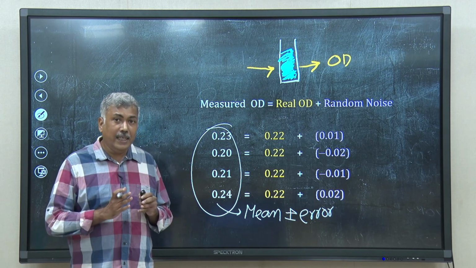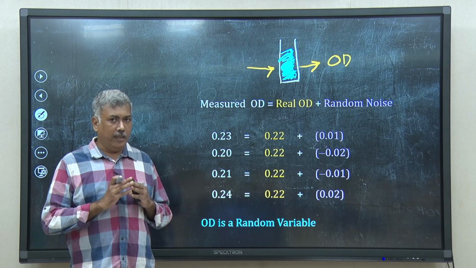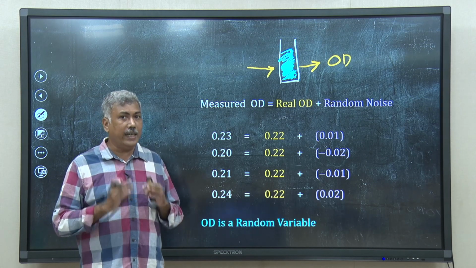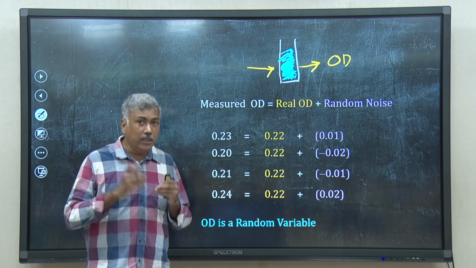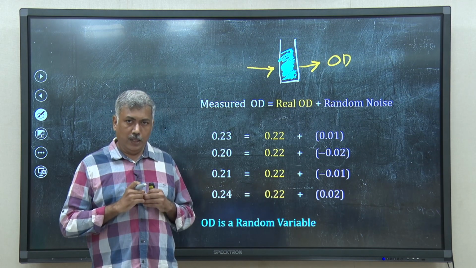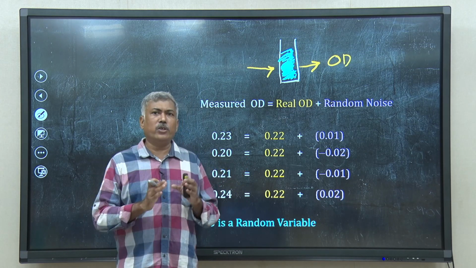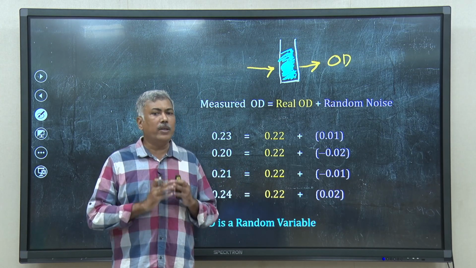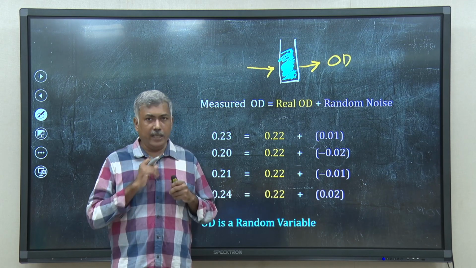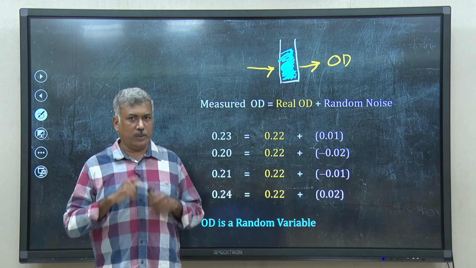So you can see here that my optical density is actually a random variable. The measured optical density is a random variable because it includes random noise coming out of my measurement process. So everything that we measure in science can be considered as a random variable, and that is why we have to understand their probability distribution.